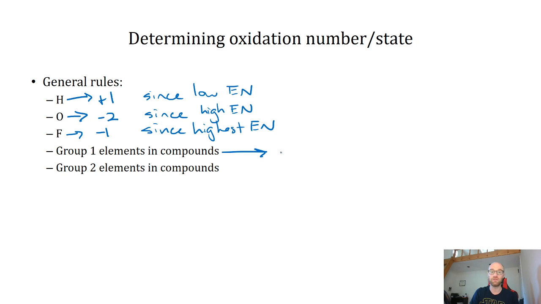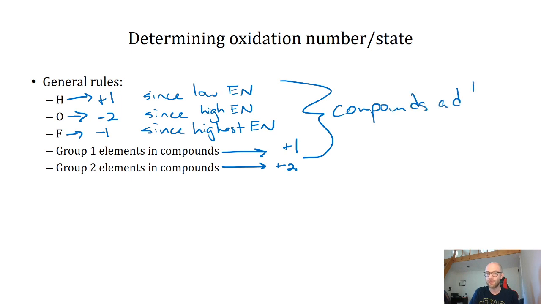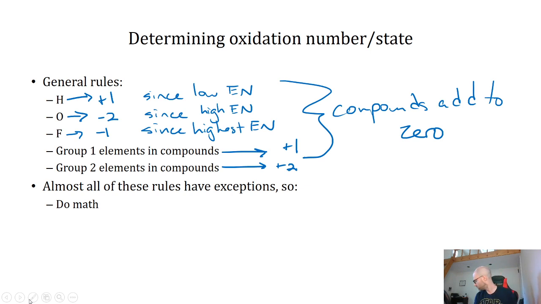Group 1 elements, when found in a compound, right? Sodium as an element is 0. But group 1 elements will be a +1. Group 2 elements will be a +2. And then if you consider all of these and say compounds add to 0, well, then you can just kind of do math. Given your compounds, you can work backwards. Take those, put them together with the fact that ionic compounds have their charges as their oxidation numbers, and you're good. That being said, they almost always have exceptions.